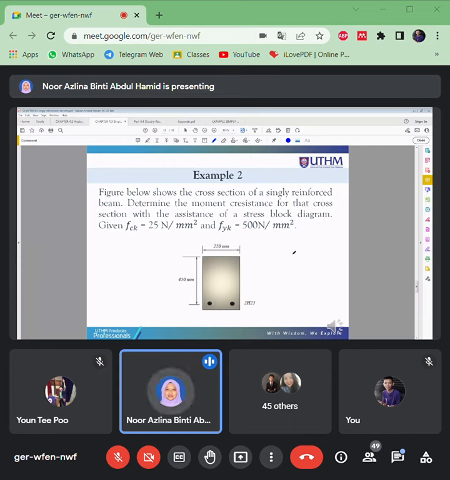Okay, then for the second example here. For this example, it shows AS here. They have given the AS, so no need to find the AS. But they will ask you to calculate, to determine the moment resistance for these cross sections.